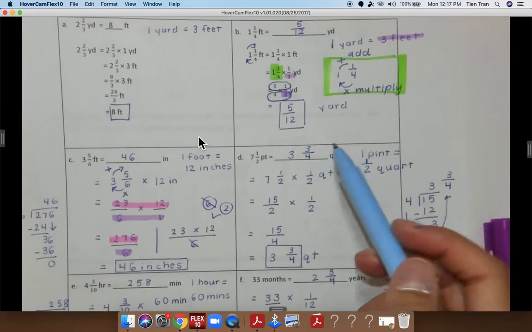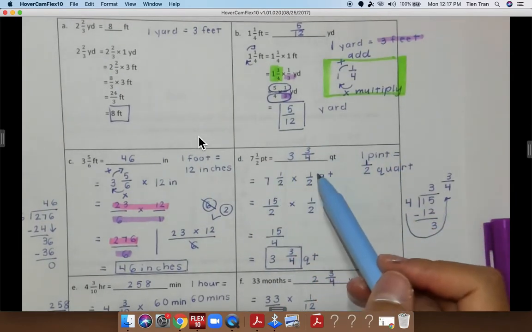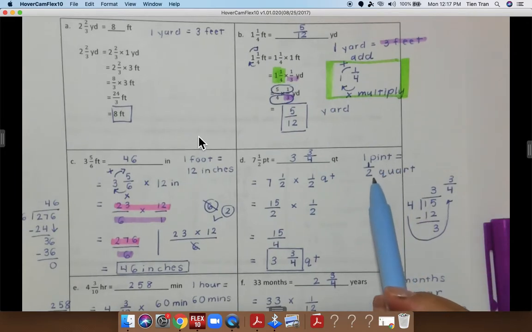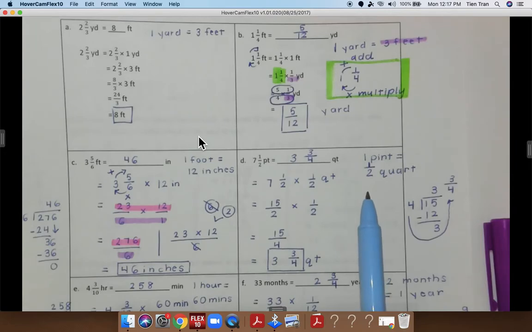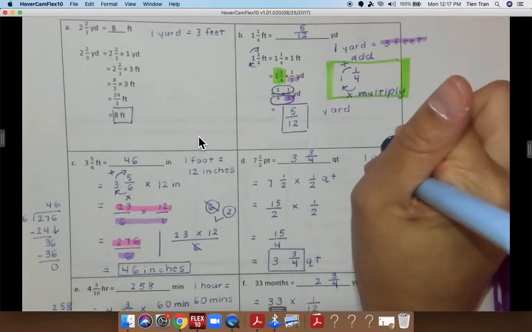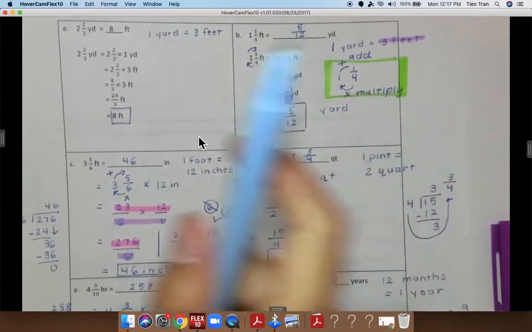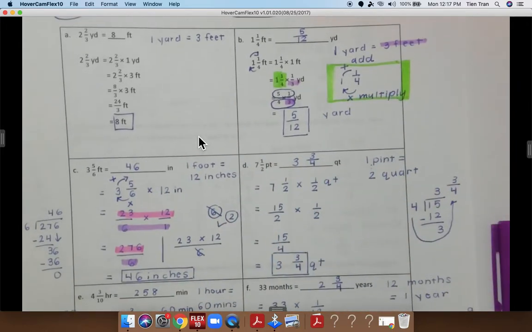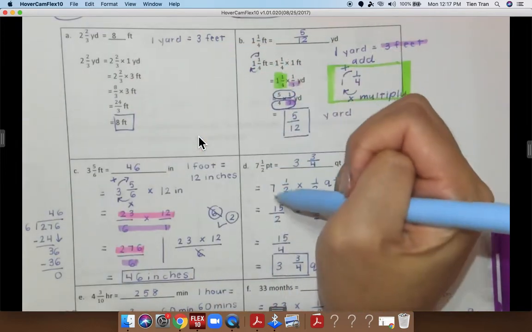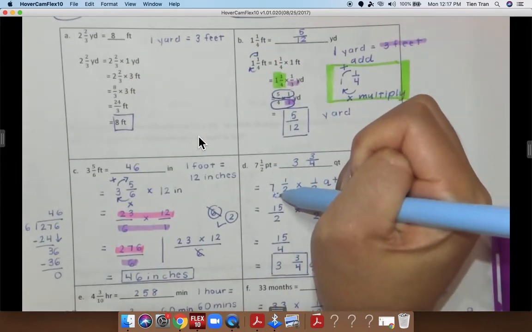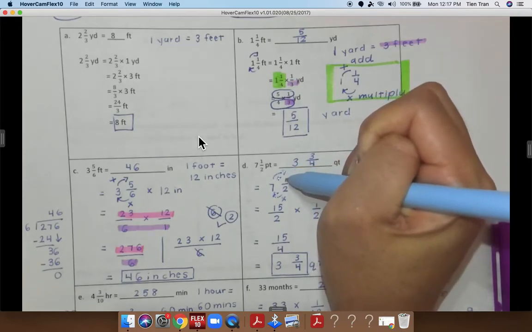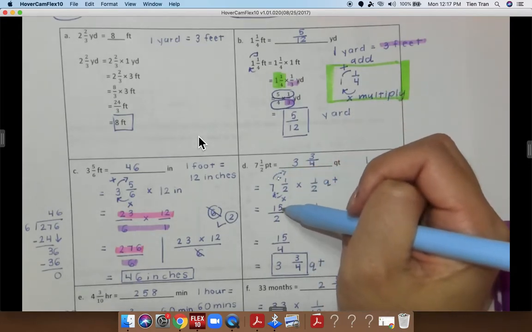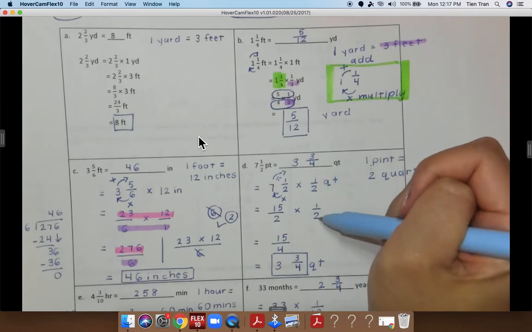Now on this side, we have 7 and 1/2 times 1/2 quarts. We are using 1/2 of a quart because 1 pint is actually equal to 2 quarts. So I don't know why I put 1/2, but I should put 2 quarts. There we go. So now what I'm doing is I am multiplying. So I first am going to multiply 7 times 2, which is 14, and 14 plus 1, which is 15. So we get 15 halves. Bring down your 1/2.